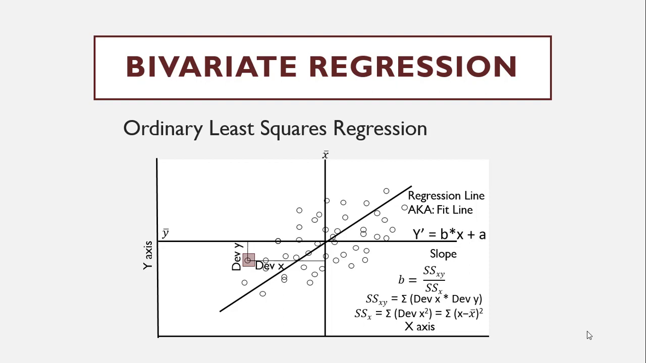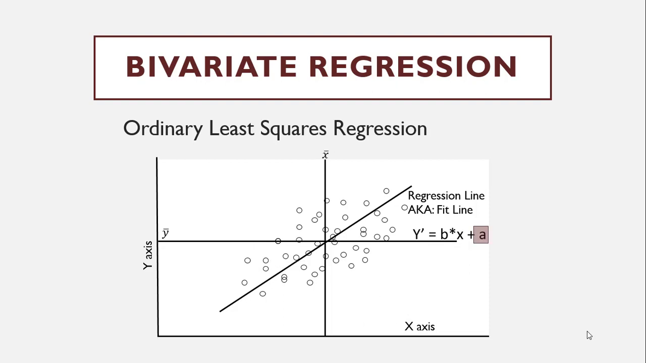And in fact, if you want sum of squares y, you would do basically the same thing. You would take the deviations for y and then square those. So you would have five columns: deviations for x, deviations for y, the product term, deviation x times deviation y, and then square deviations x and square deviations y. And then of course you can sum those columns for sum of squares xy, sum of squares x, and sum of squares y.